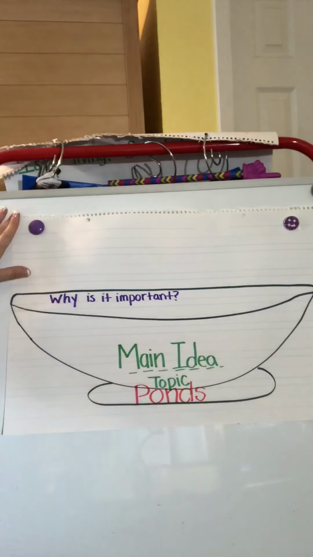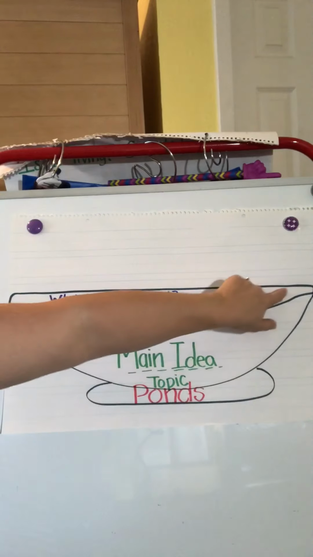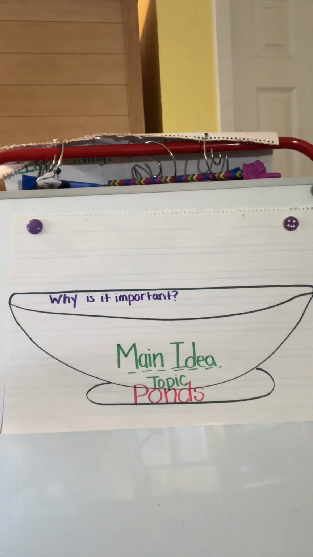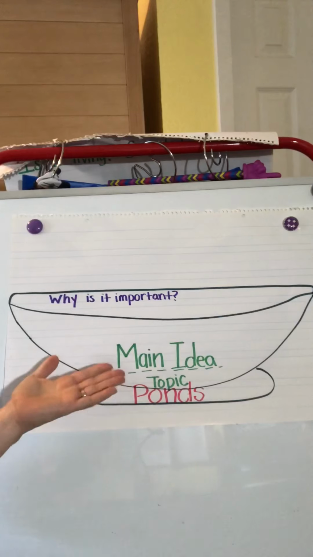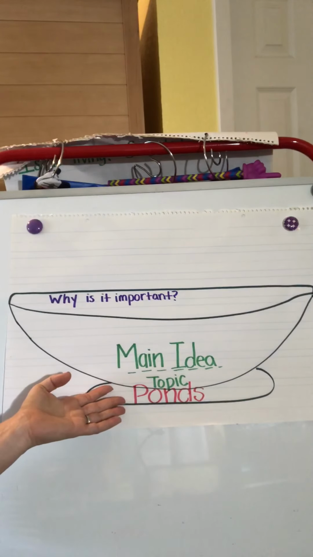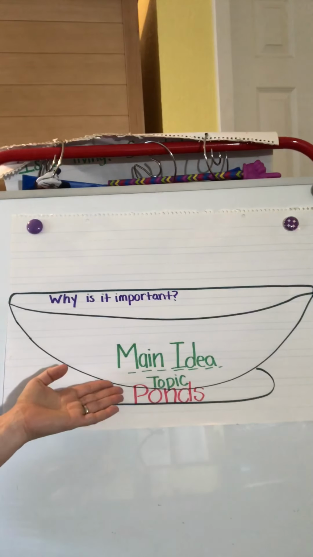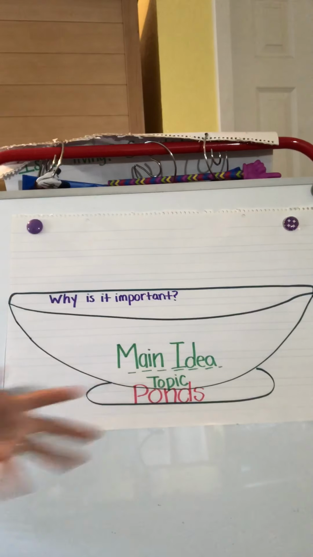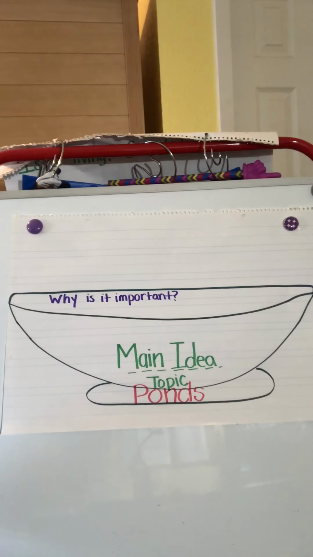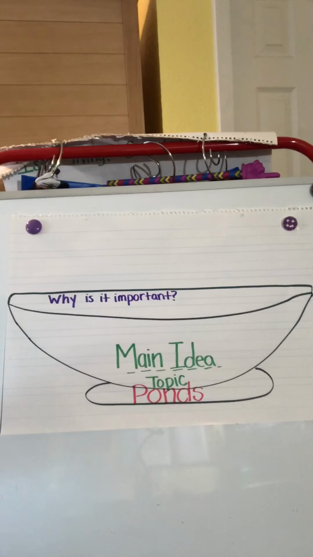Okay. And now right here on the edge of my bowl is where I'm going to think about why it was so important for the author to make a book about ponds for us to read. What was the purpose of him or her writing the book about ponds? I think it's important because it's important to know that ponds help animals.